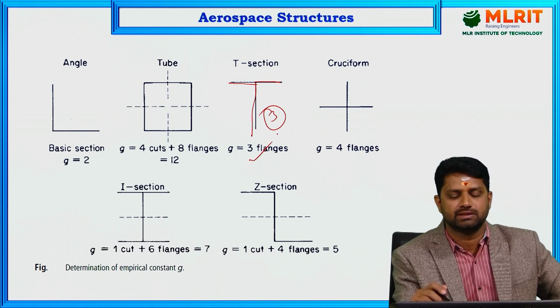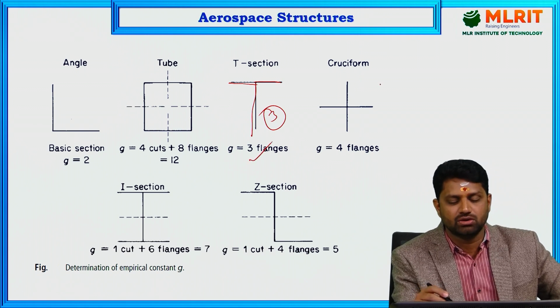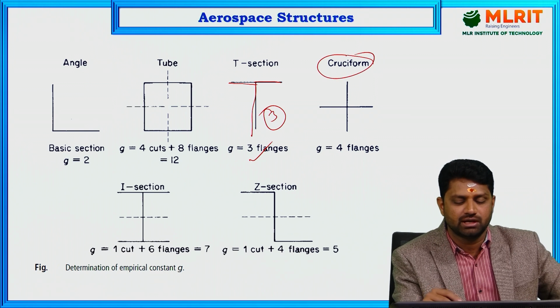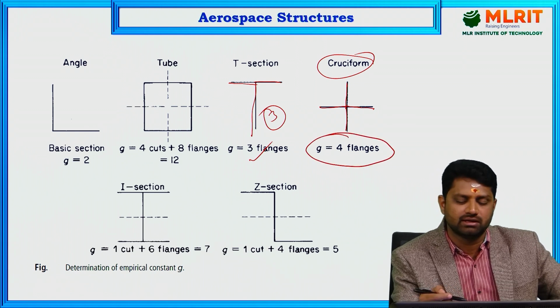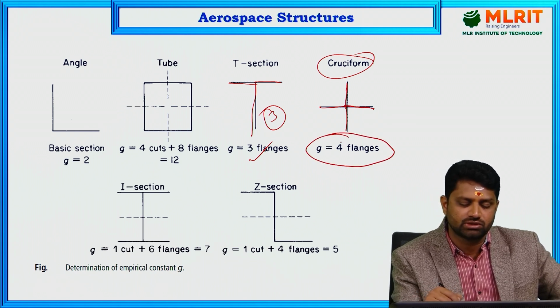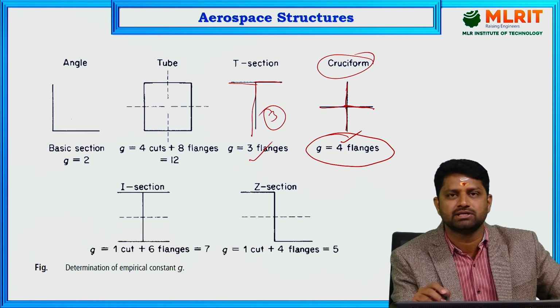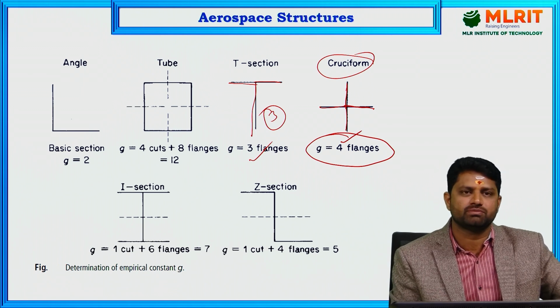And if you look at the cruciform section, this is one cut you require, this is another cut, this is another cut required, and this is another cut required. So totally there are 4 cuts required, and it becomes 4 flanges. So the total value of G can be taken as G equals 4 for this cruciform section.